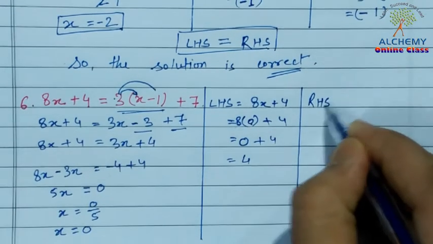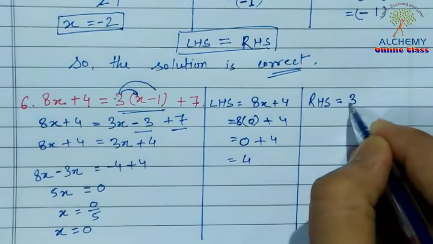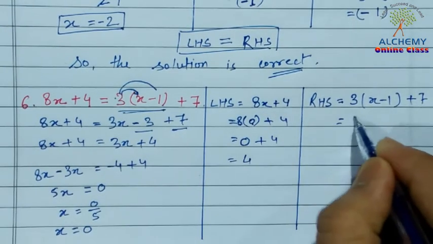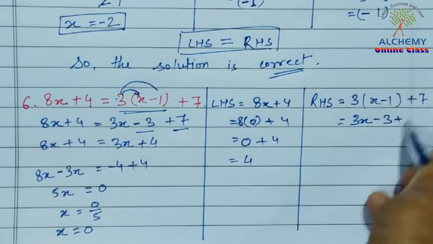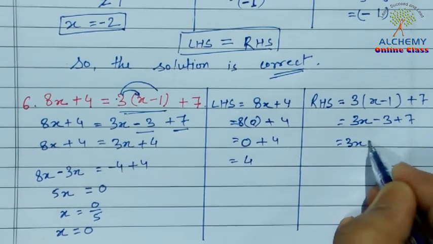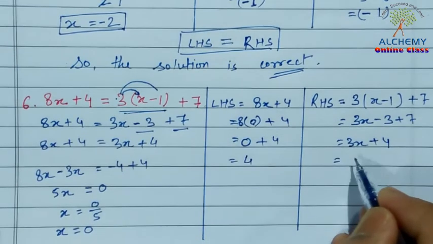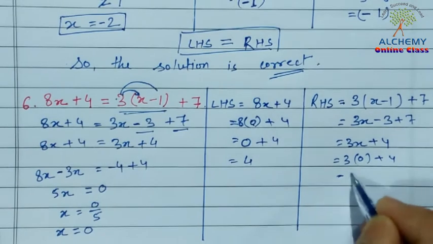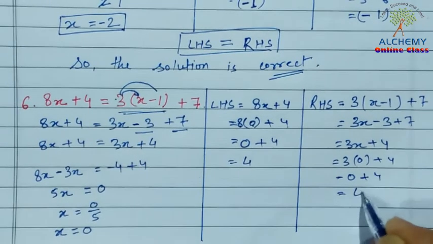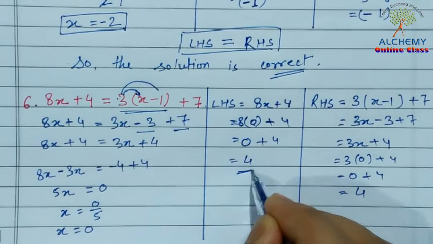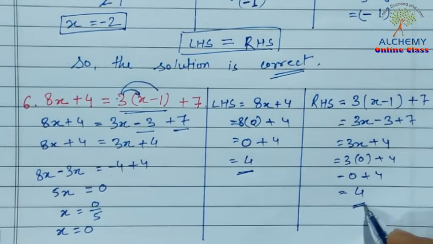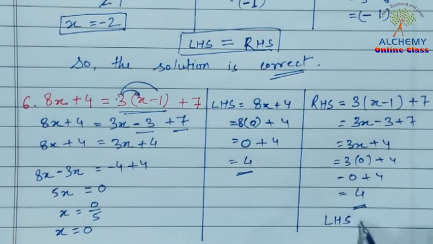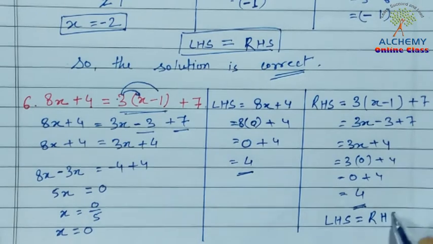So right hand side is equal to 3x minus 1 plus 7. Simplify it. So we get here 3x minus 3 plus 7 will be 3x plus 4. Put the value of x, 0 plus 4. So it will be 0 plus 4, and finally we get here result 4. So we can see the value of left hand side is 4. The value of right hand side is also 4. So we can write here left hand side is equal to right hand side.